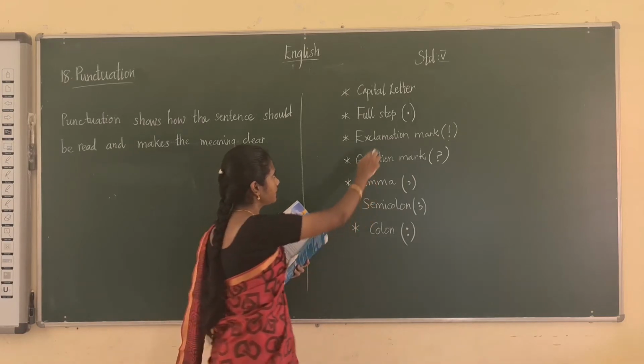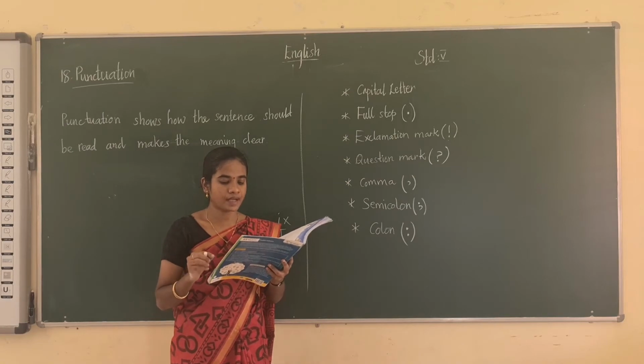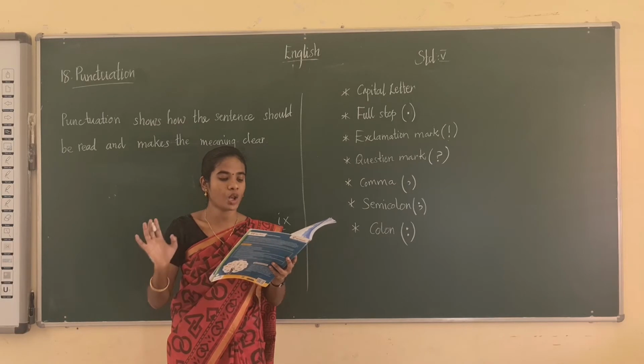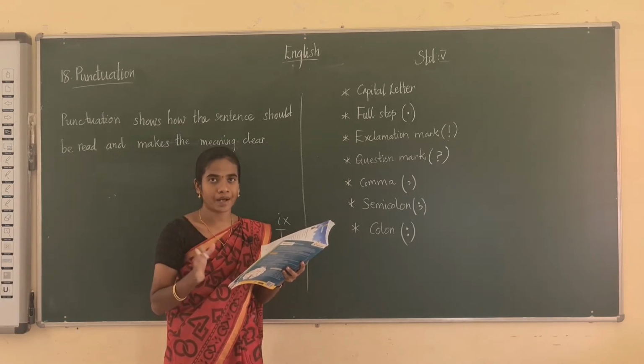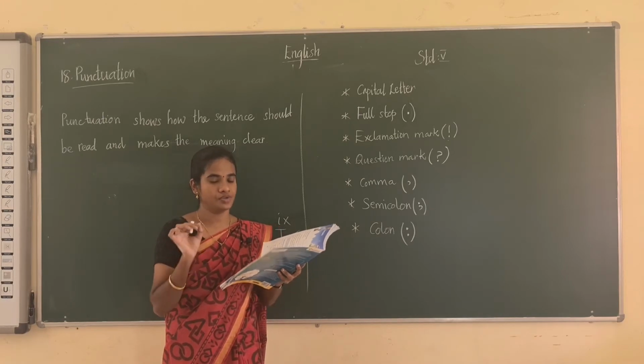Full stop. See the symbol of full stop. A full stop is used at the end of a declarative or imperative sentence to provide a long pause. Why are we using the full stop? To provide the long pause. It is the end of this sentence, so you have to put a full stop there.